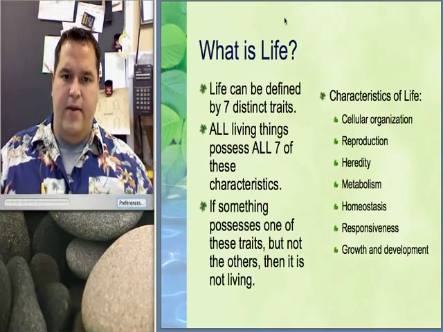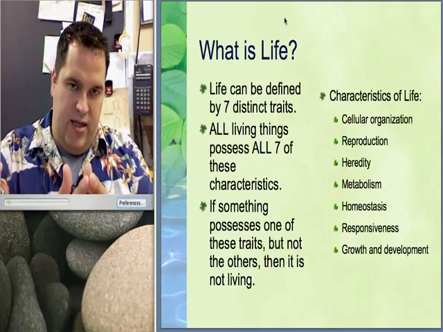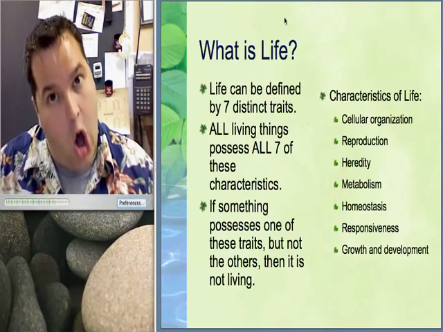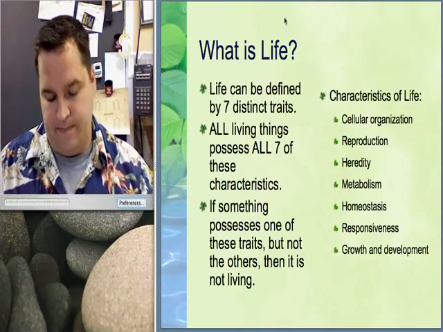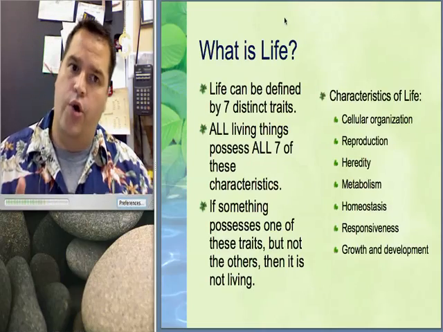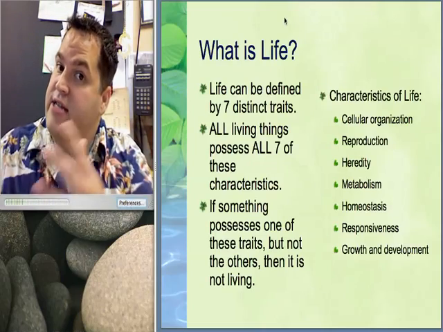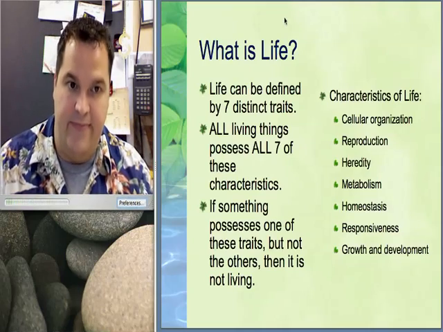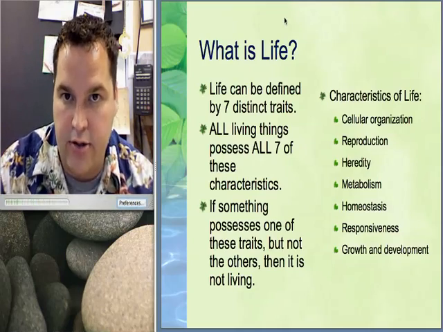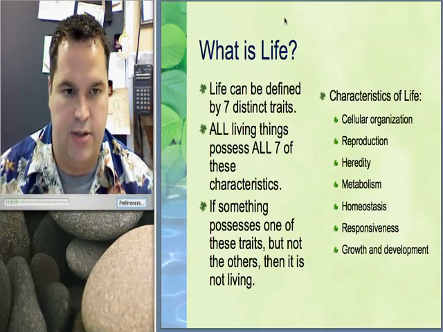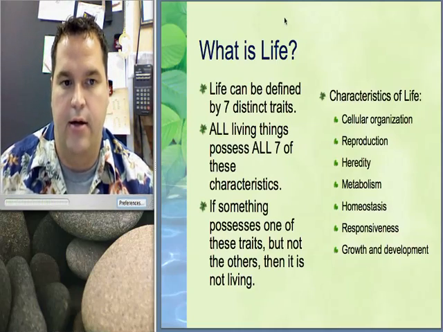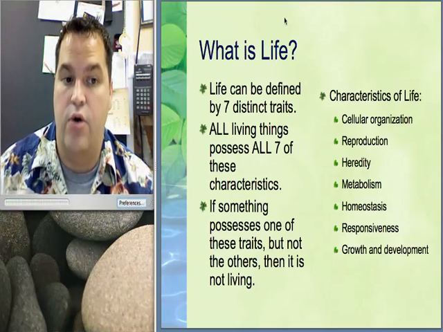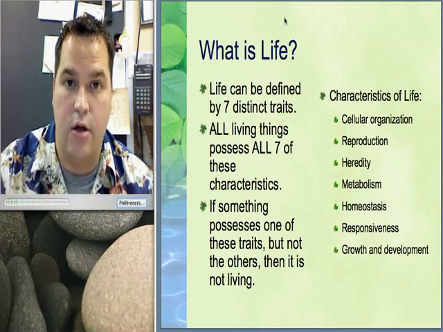All living things have 7 distinct traits, and all living things have all 7. Okay, so in other words, I can't have an organism that has 6 of the 7. If it's got 6 of the 7, then it's not living. It's got to have all 7. And those 7 characteristics are cellular organization, reproduction, heredity, metabolism, homeostasis, responsiveness, and growth and development.